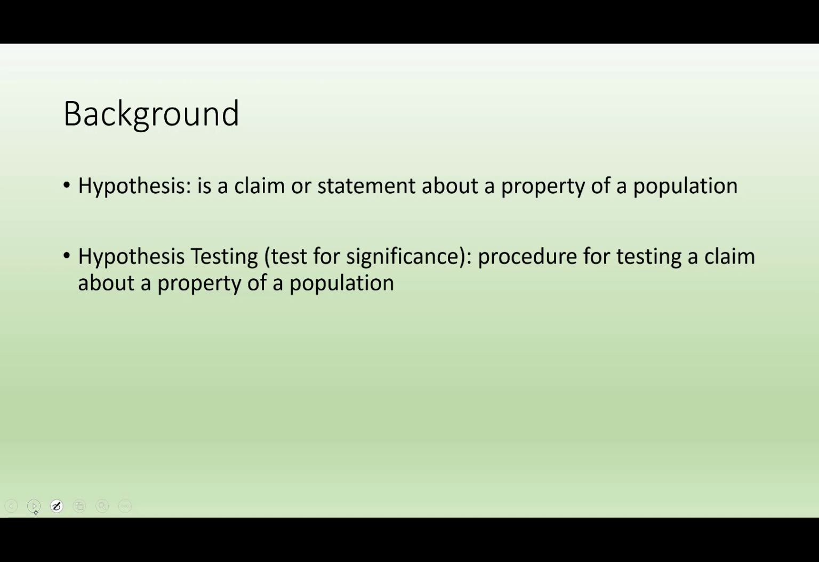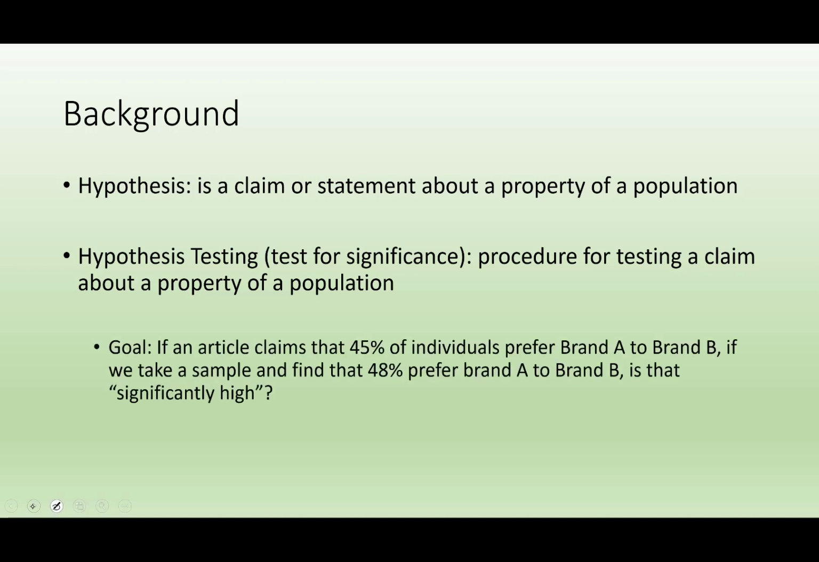about that property. So for example, let's say that you have an article that claims that 45% of individuals prefer brand A to brand B. Well, let's say that we take a sample and we find that in our sample 48% prefer brand A to brand B. What a hypothesis test is going to let us do is determine, is that 3% difference between our two values significant enough to say that, you know what, the 45% is probably not an accurate value? So that's what a hypothesis test is going to allow us to do.